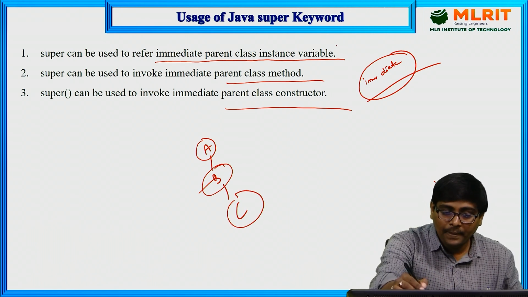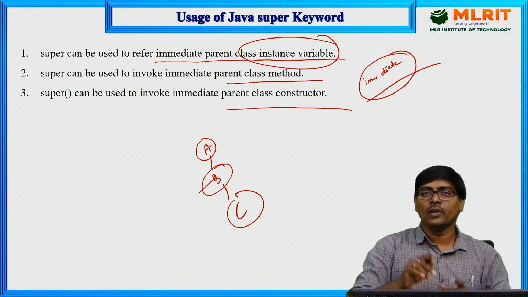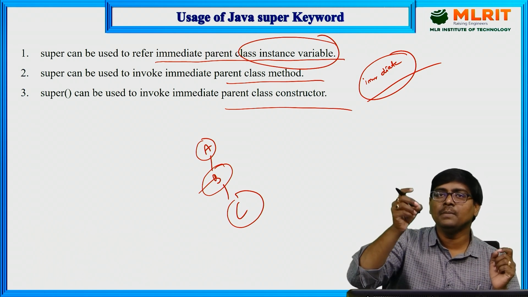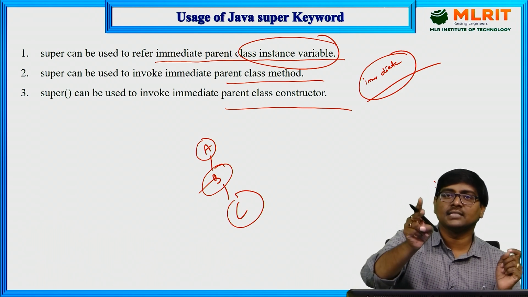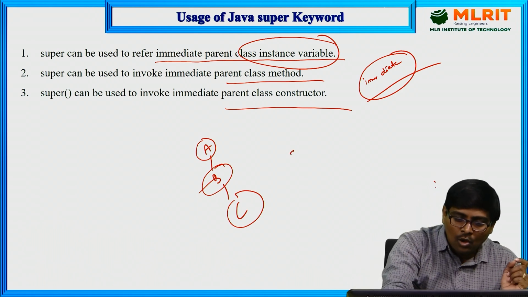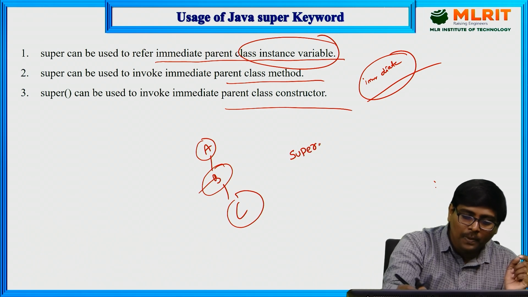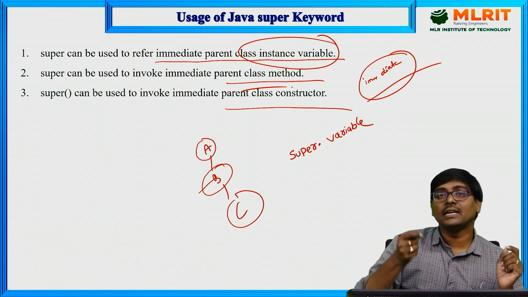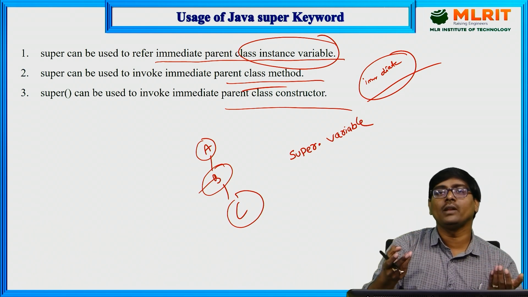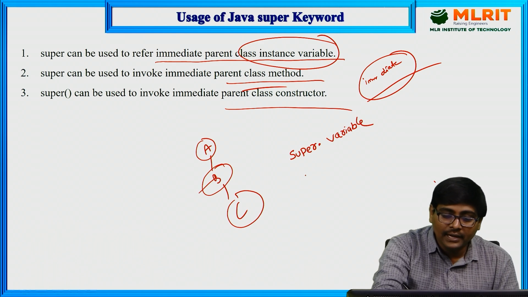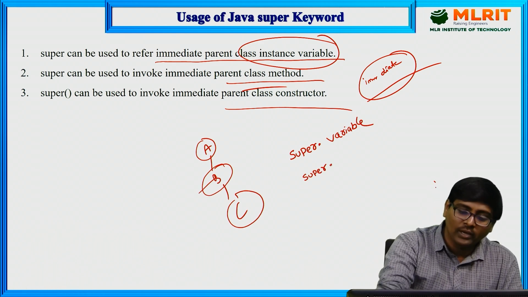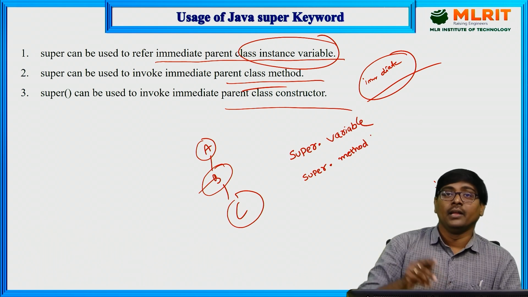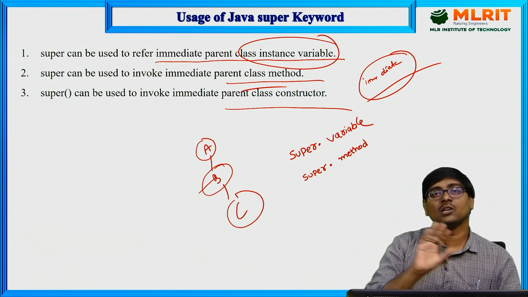So from the parent instance variable, in what situation? The parent class and child class have the same instance variable. To access the parent class instance variable, what is the syntax? super.instanceVariable. Now the parent class and child class have the same method, meaning an overridden method. To access the parent class method, you need to write super.method.